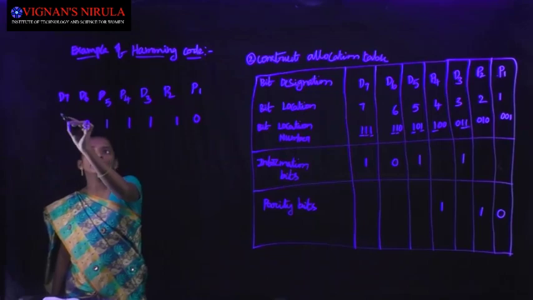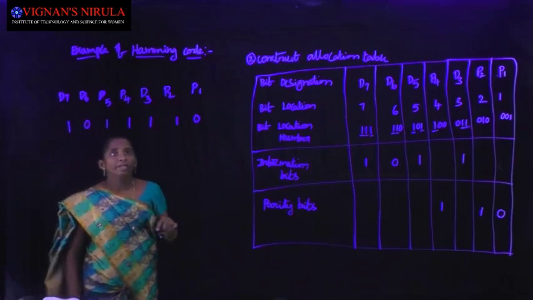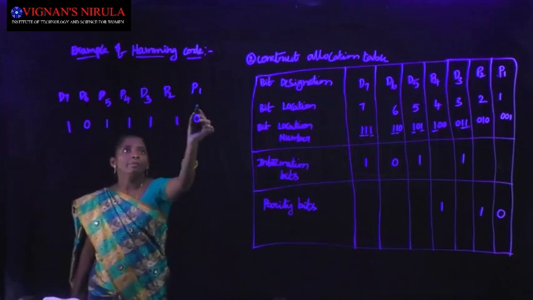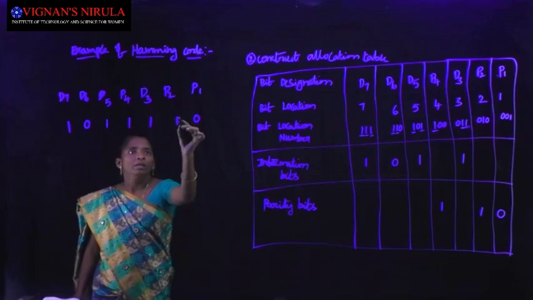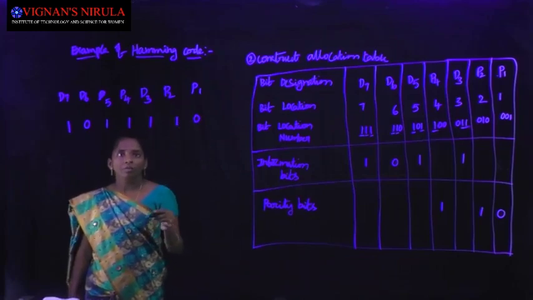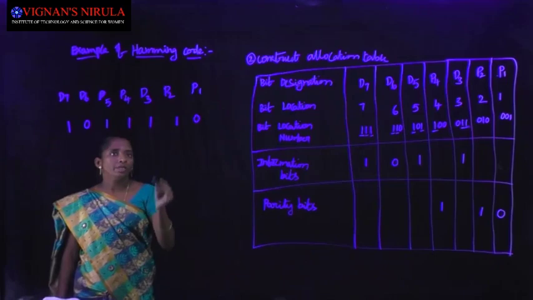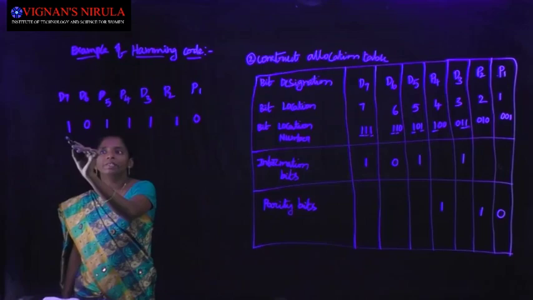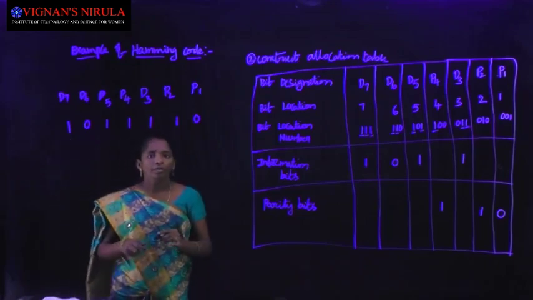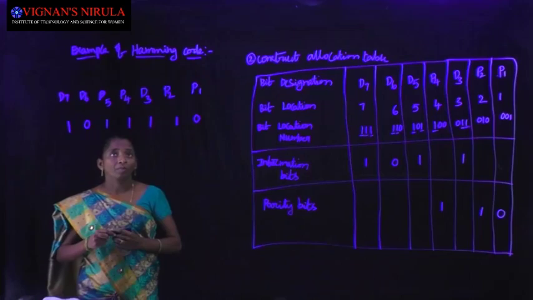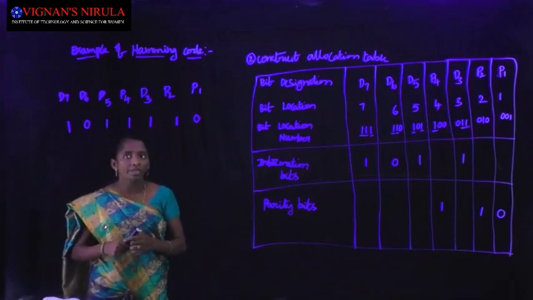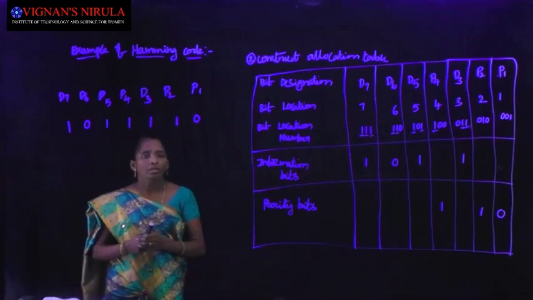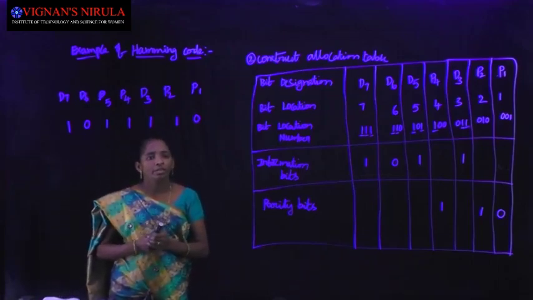So this is the 7-bit Hamming code. We have 3 parity bits, P1, P2, P4, which are 0, 1, 1, and the data is 1, 0, 1, 1. So this is the constructed Hamming code. We have the information bits 1, 0, 1, 1, and we assign parity bits to them to send to the receiver.